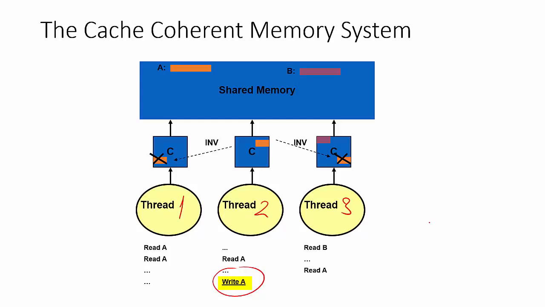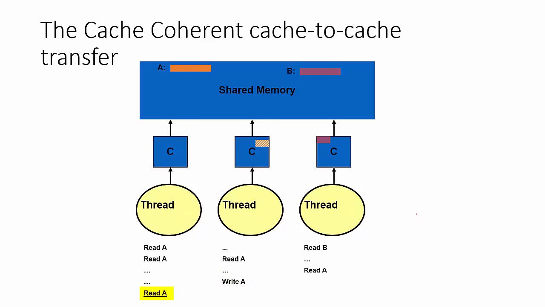Invalidate means remove, take away, not valid any longer. Okay? Why? Well, that's because thread 1 and 3 may want to use the value of A, and then they should have the new value that thread 2 writes to it. So thread 2 can then update.